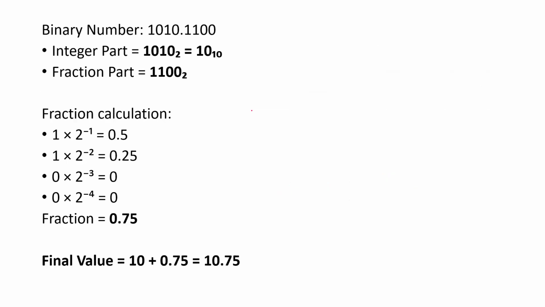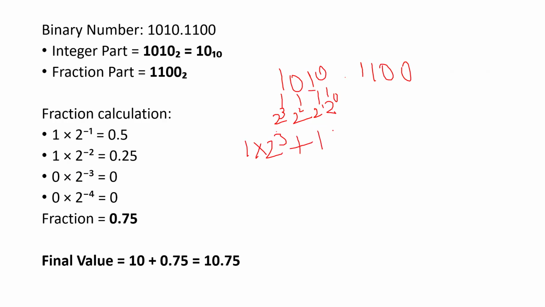For example, the binary number 1010.1100. What is the integer part and fractional part? We have to find the decimal value for this one. Now you can check: this is 2 power 0, this is 2 power 1, this is 2 power 2, this is 2 power 3. Just calculate 1 into 2 power 3, plus 1 into 2 power 1. Then, after the point, 2 power minus 1, 2 power minus 2, 2 power minus 3 and 2 power minus 4.